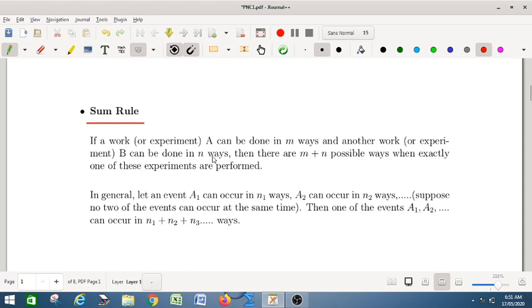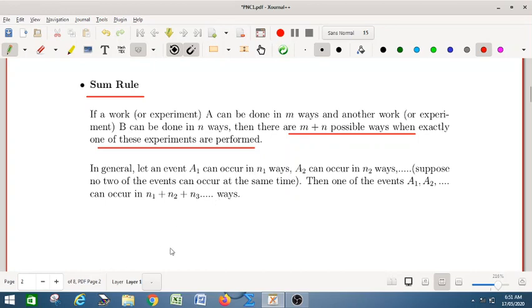Similarly, if A has m ways and B has n ways, then there are m plus n possible ways when exactly one of these experiments is performed, either A or B, but not both. So if one of these experiments is performed, your possible number of ways will be m plus n. Look at that, your possible number of ways will be m plus n if one of these experiments A and B is performed, not both.